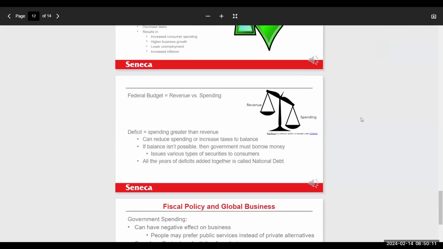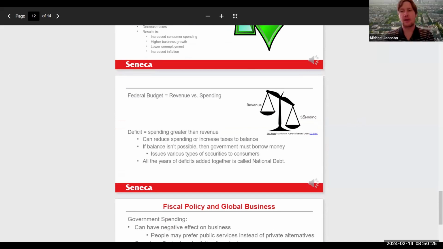Federal budget equals revenue versus spending. Deficit equals spending greater than revenue. You can reduce spending or increase taxes to balance. If balance is impossible, the government must borrow money. So if spending is greater than taxes, the government must borrow to make up the difference.